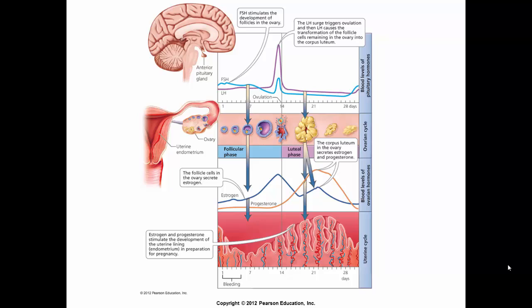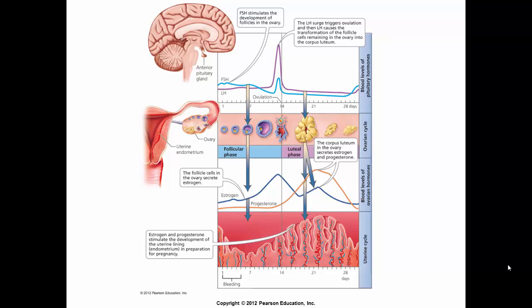And so this just shows the cycles where follicle stimulating hormone is going to stimulate the development of the follicles in the ovary. Luteinizing hormone is going to trigger ovulation, or the release. Luteinizing hormone will cause the transformation of the follicle cells remaining in the ovary into the corpus luteum, which is going to serve to secrete estrogen and progesterone, maintaining that endometrium.